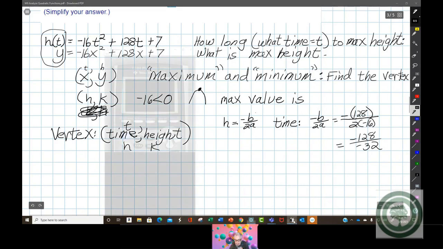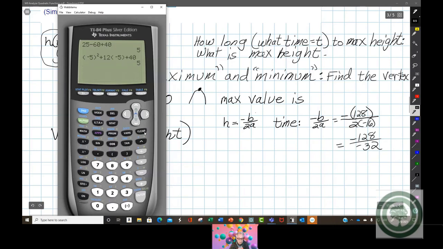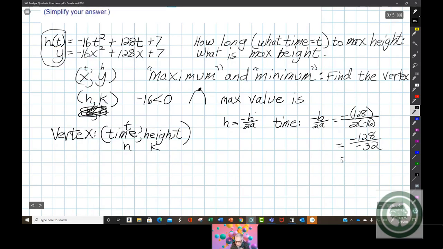So let's put that in the calculator. Negative 128 divided by negative 32. Boom. 4. So this is the time to the maximum height, the time it takes to get to the maximum height. And that's 4 seconds.